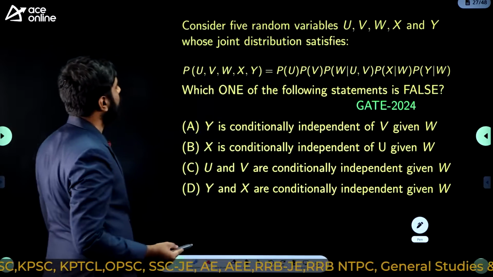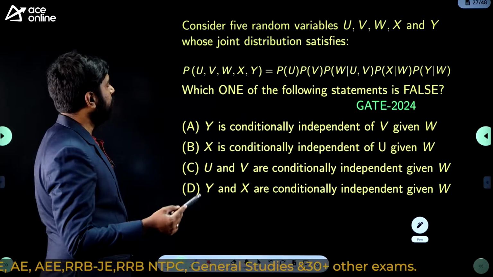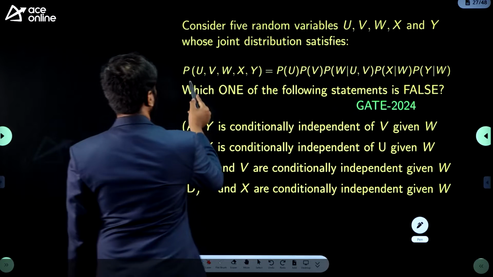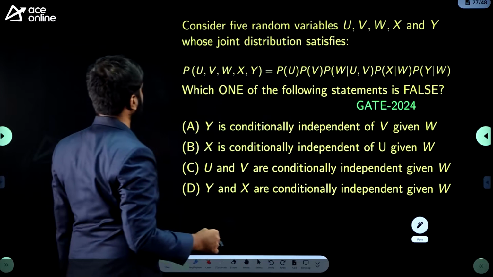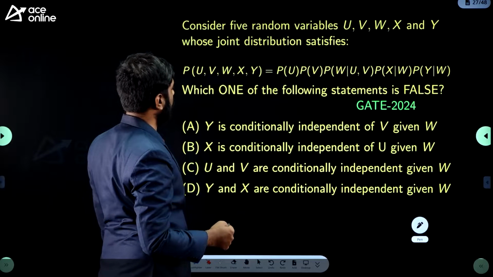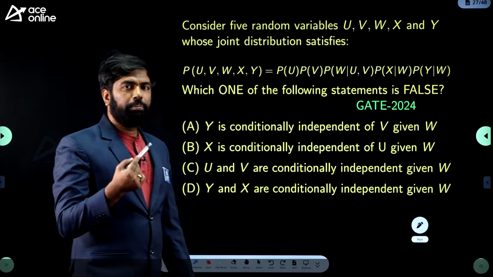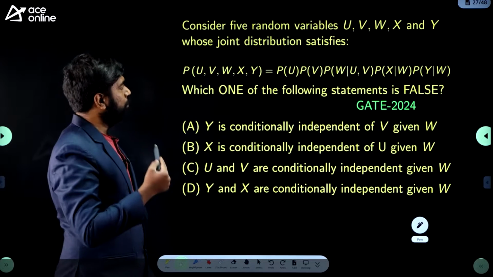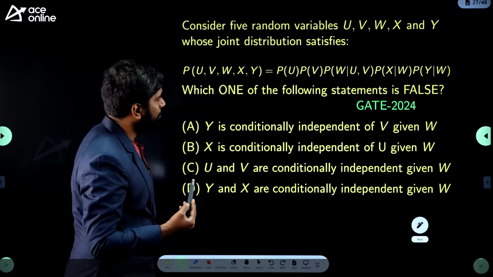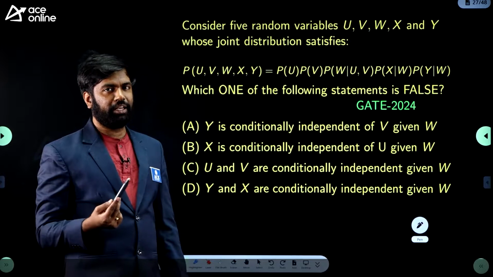Let us read this. Consider 5 random variables U, V, W, X and Y whose joint distribution satisfies this condition. P of U, V, W, X, Y equal to P of U into P of V into P of W given U, V into P of X given W into P of Y given W. Which one of the following statements is false? So we are supposed to identify the false statement.